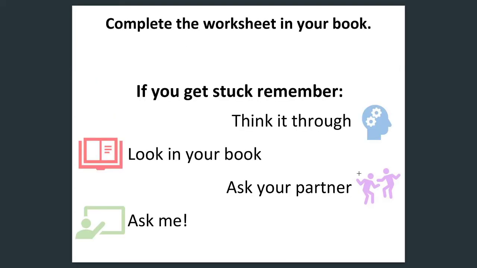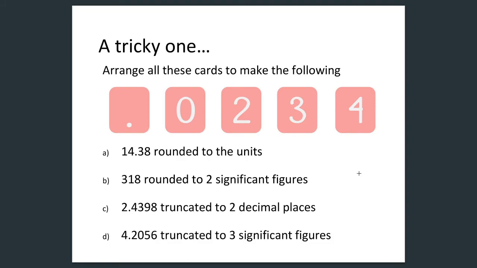Okay, have a go at the work on Shobi and then come back for the plenary. I would like you to arrange these cards to make the following. So we've got a decimal point, 0, 2, 3 and 4. And I want you to make these answers. So pause the video, have a go and press play when you're ready to see the answer.